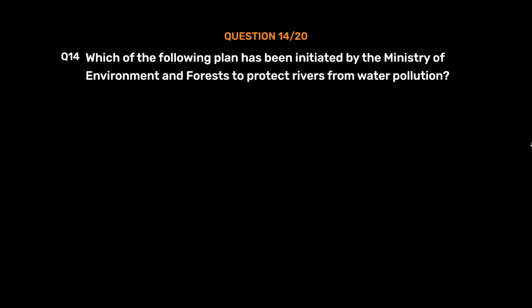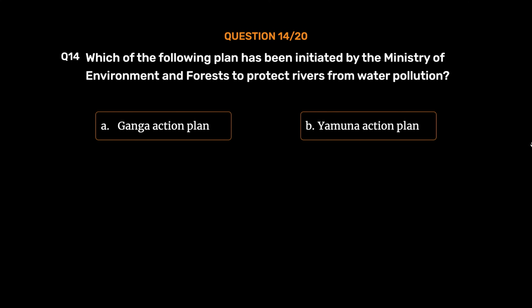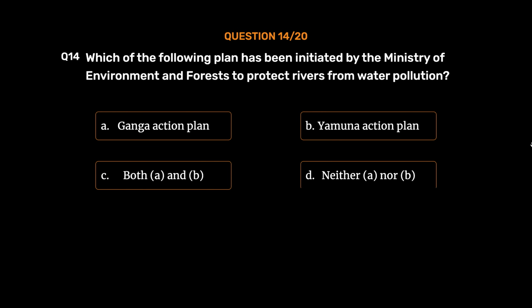Question number 14. Which of the following plan has been initiated by the Ministry of Environment and Forests to protect rivers from water pollution? Option A, Ganga Action Plan. Option B, Yamuna Action Plan. Option C, both A and B. Option D, neither A nor B. The correct answer is option C, both A and B.